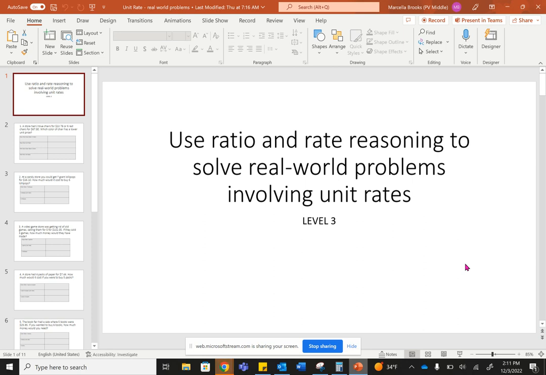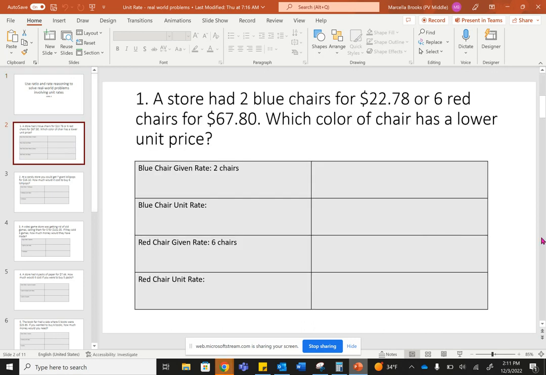This is a video that is going to go over using ratio and rate reasoning to solve real-world problems involving unit rates. So these are word problems, but they're not too long. We can do it. So number 1, a store had 2 blue chairs for $22.78 or 6 red chairs for $67.80. Which color of chair has a lower unit price?